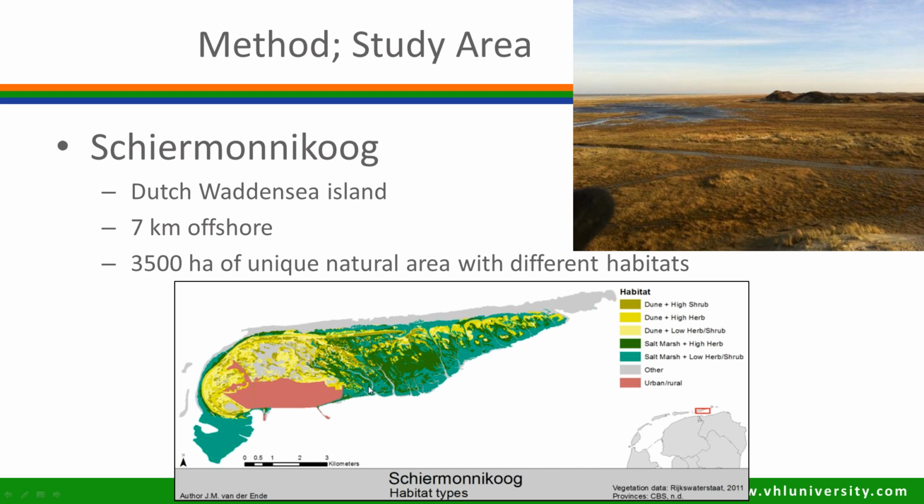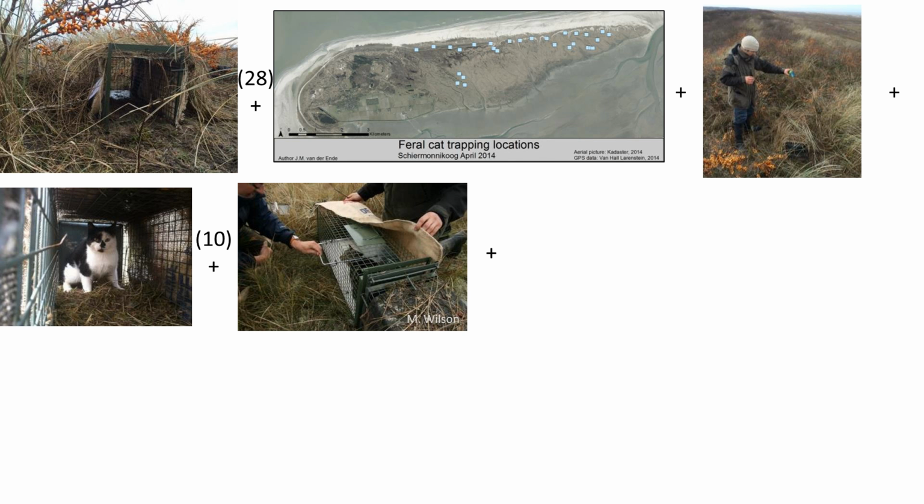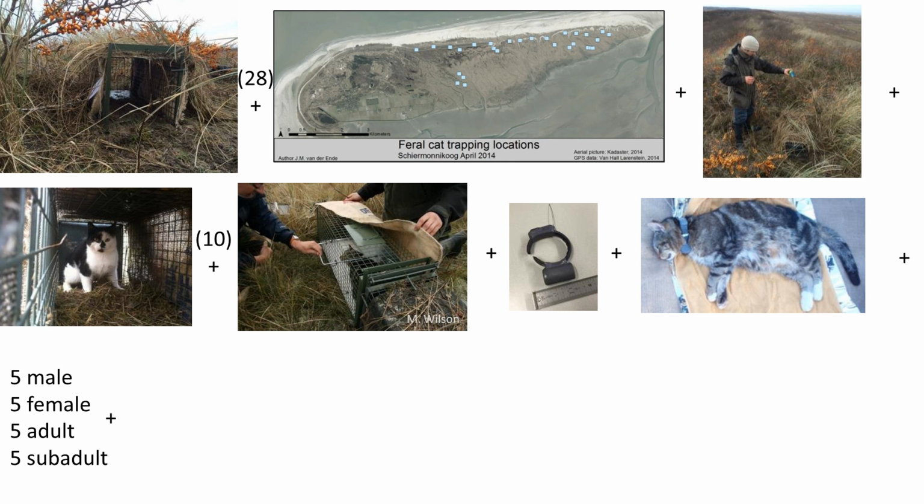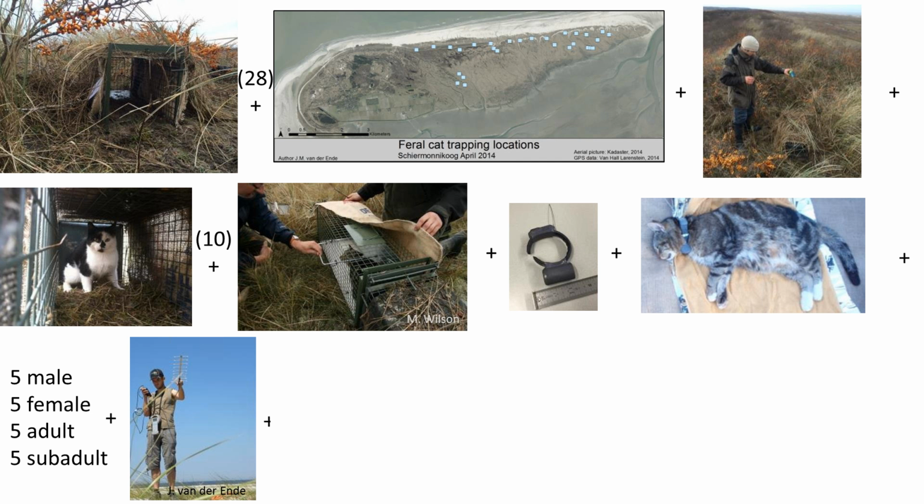Not sure if you can see my mouse, but this eastern part of the island was focused on during my research, which has a lot of salt marsh. It's called kwelder in Dutch, and dune habitats. All right, well, this is what we did. We placed 28 traps on different locations on the island. We baited those traps with sardines in oil, and we trapped 10 cats during 2 weekends time.